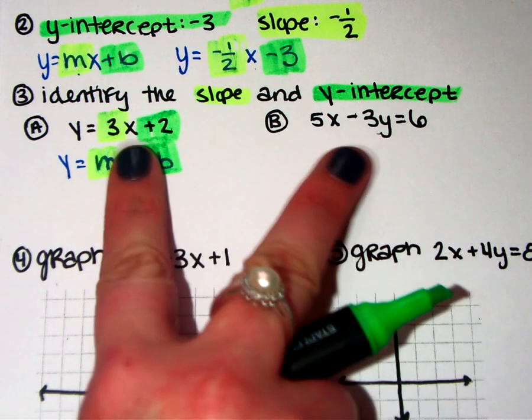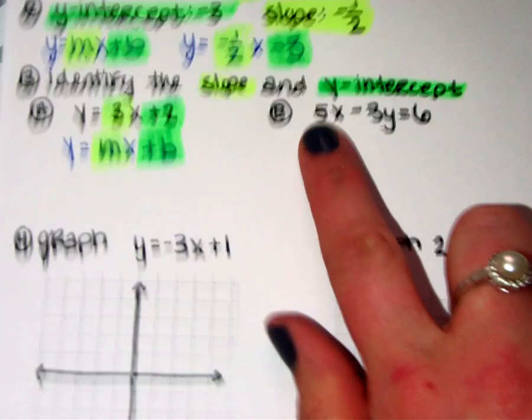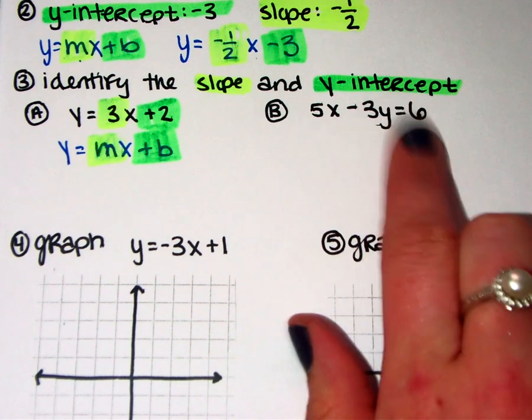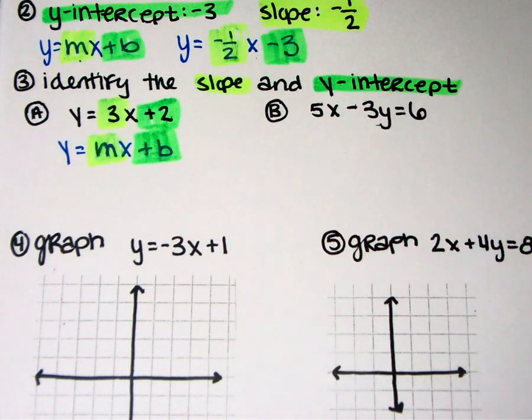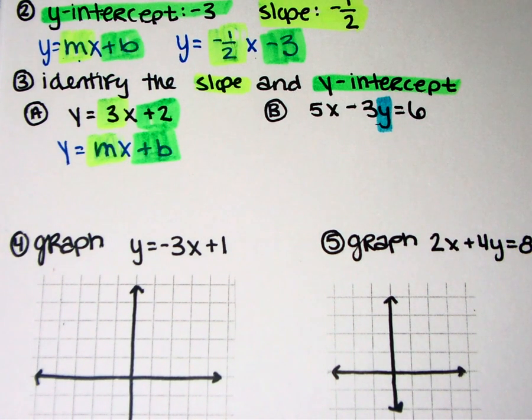Now let's compare a and b, because again, we can't get into habits of just thinking every problem is the same. You can't identify slope and y-intercept unless it's in y equals mx plus b form. The slope of this problem is not 5. The y-intercept is not 6. You have to solve for y first. So if you're asked to identify things, it's got to be in y equals mx plus b form.